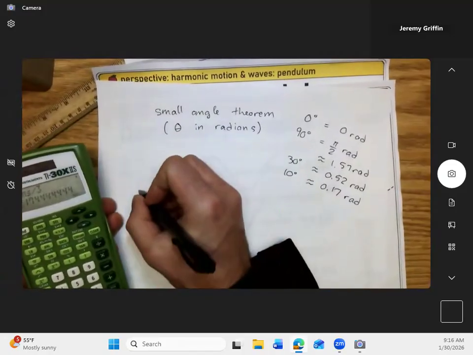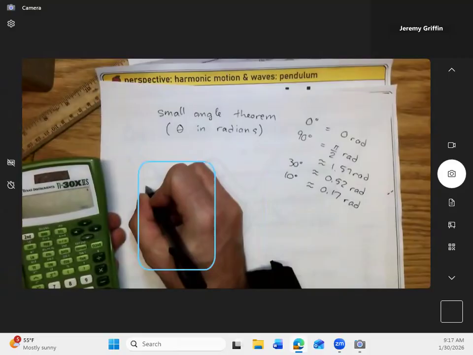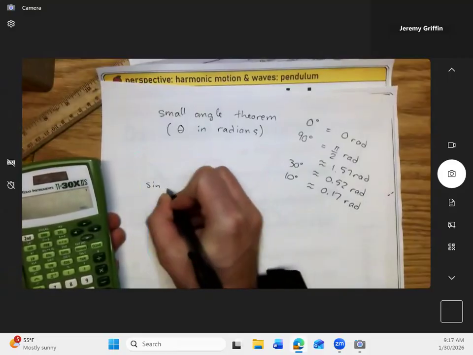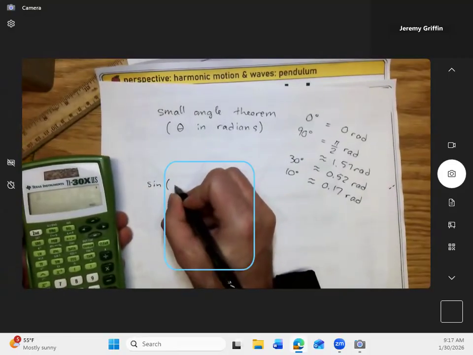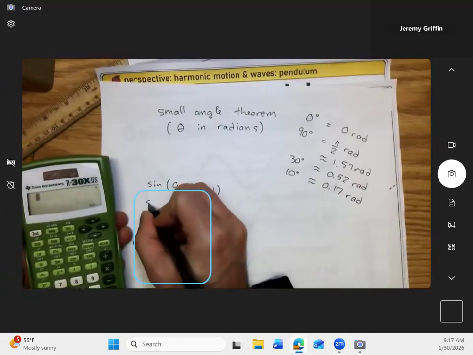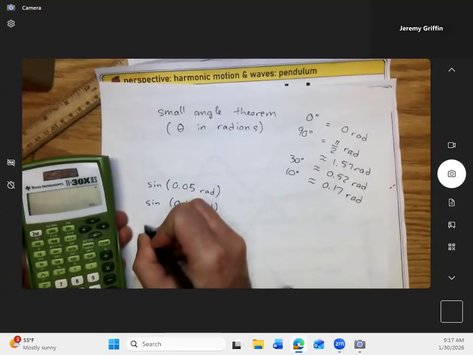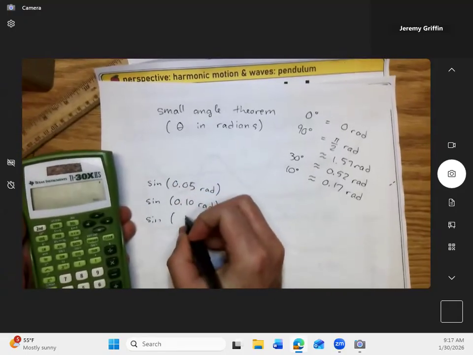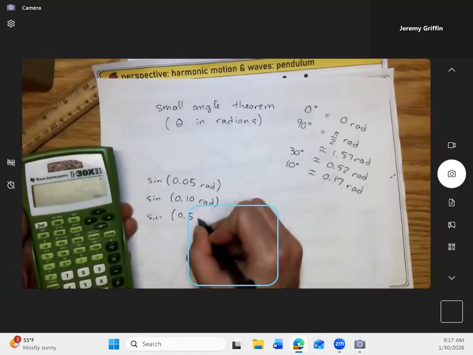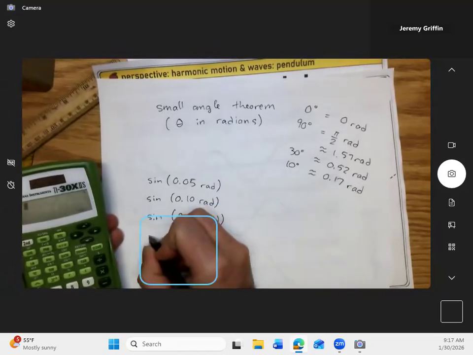Okay, remember, your calculator's still in radians. Let's go sine of 0.05 radians. Sine of 0.10 radians. Let's do 0.52 radians.